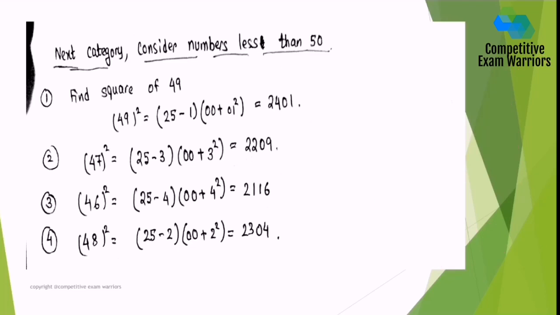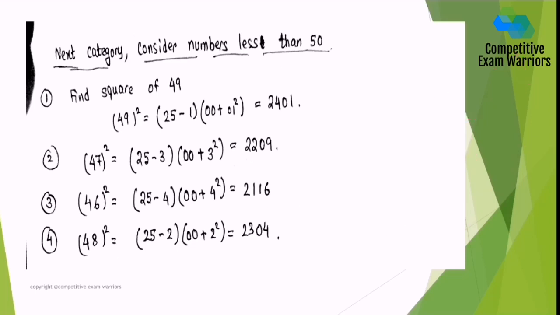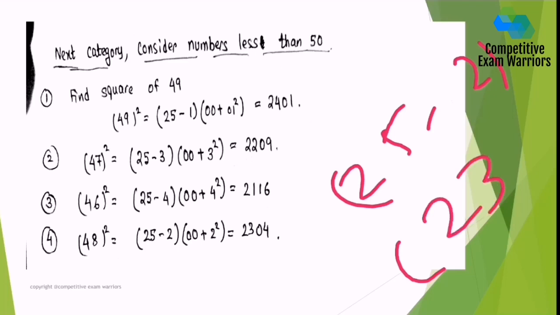Next one, similarly 47 square. Less than 50 by 3 units, so 25 minus 3, and next 0 0 plus 3 square. So the answer is 2209. Similarly 46 square. 4 units less than 50, so it will be 25 minus 4, and next 0 0 plus 4 square, so the answer comes out to be 2116. Similarly 48 square, 2 units less than 50, so 25 minus 2, and the second part 0 0 plus 2 square, so the answer comes out to be 2304.